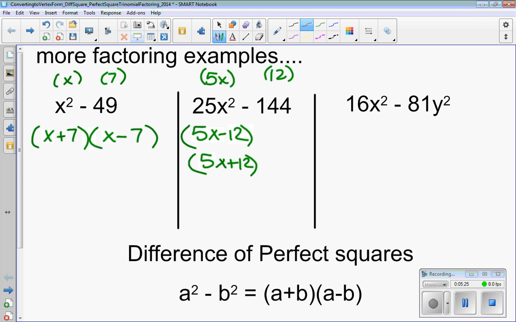This has got two variables, though. Has x's and y's. Is that okay? It's okay, though, because they're both squared, right? What if I made it even harder? What if I made this a 4? We're still going to be good.